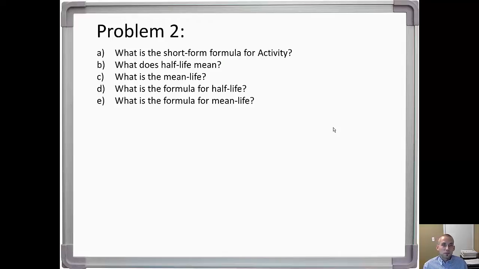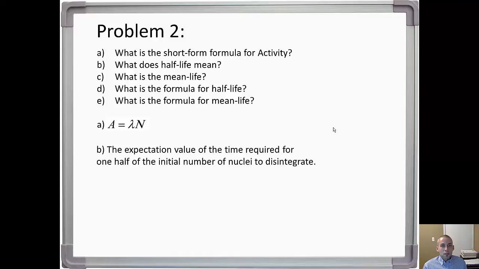Problem 2. What is the short form formula for activity? Activity is the decay constant times the number of particles. What does the half-life mean? It's the expectation value of the time required for 1/2 of the initial number of nuclei to disintegrate. What is the mean life? It's the average time for an individual radioactive nucleus to decay.